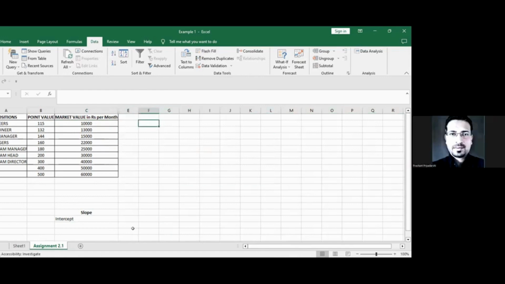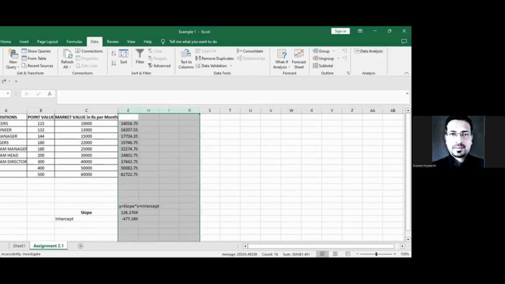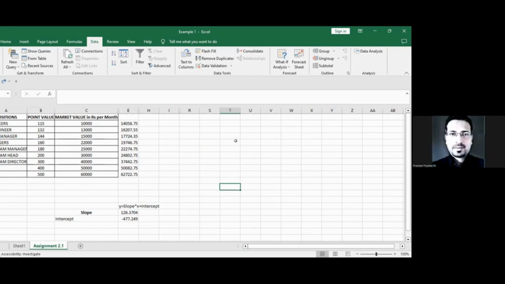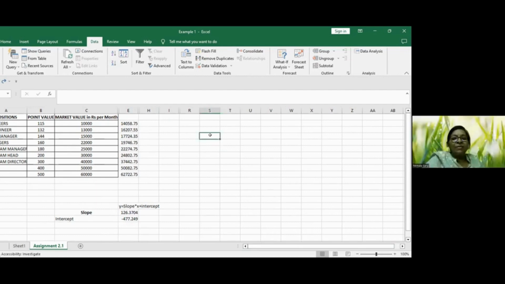I just had a question here. The figure was 14,000 something in E2, right? So does this mean that if I increase the point value from 115 to 116 by 1 point, then the figure will go from 10,000 to 14,000? It will become a little different. That's what these column E numbers are. They mean that if we increase the point value by 1, then the predicted value will become a little different.